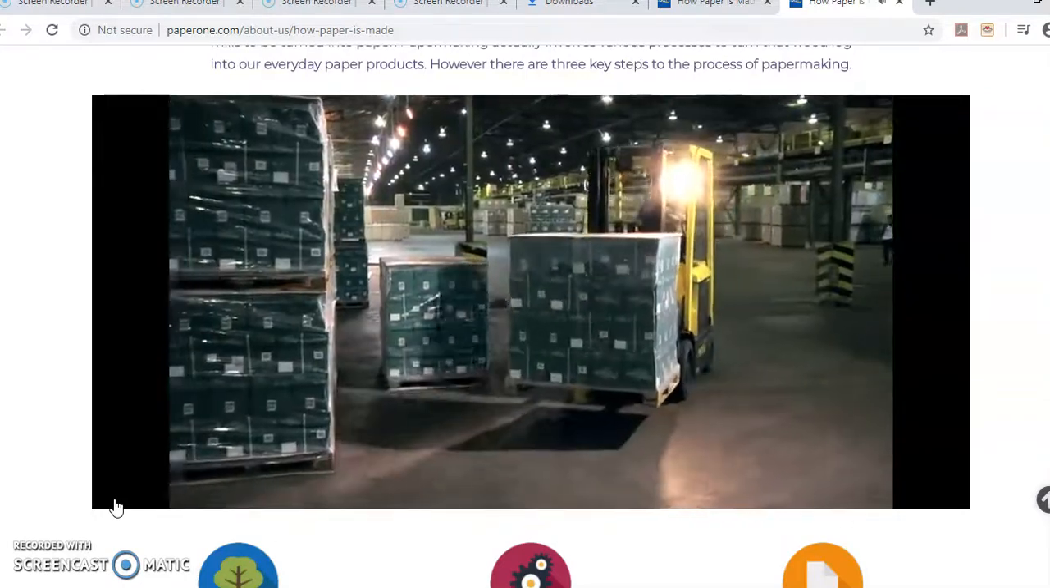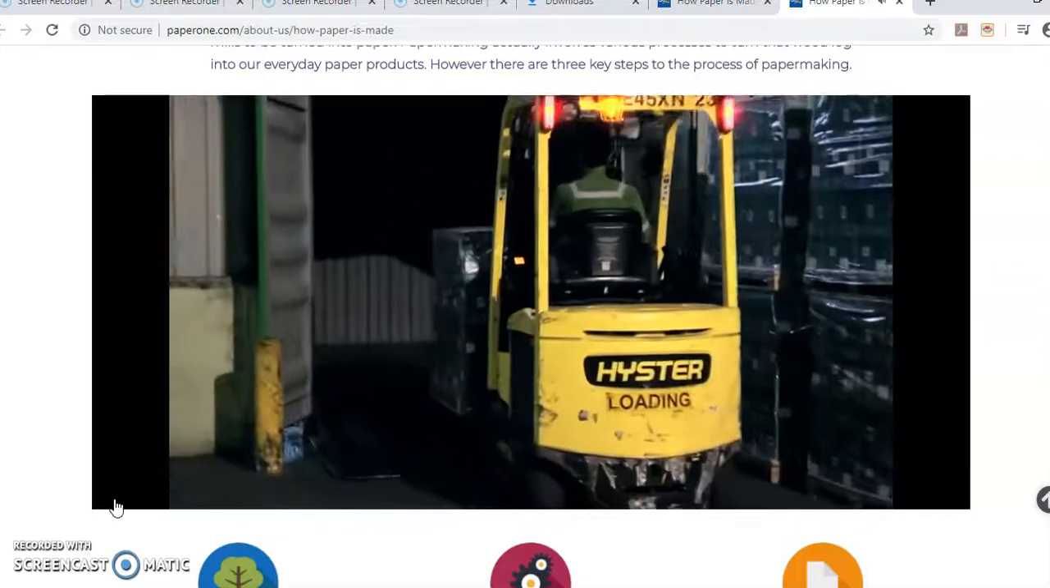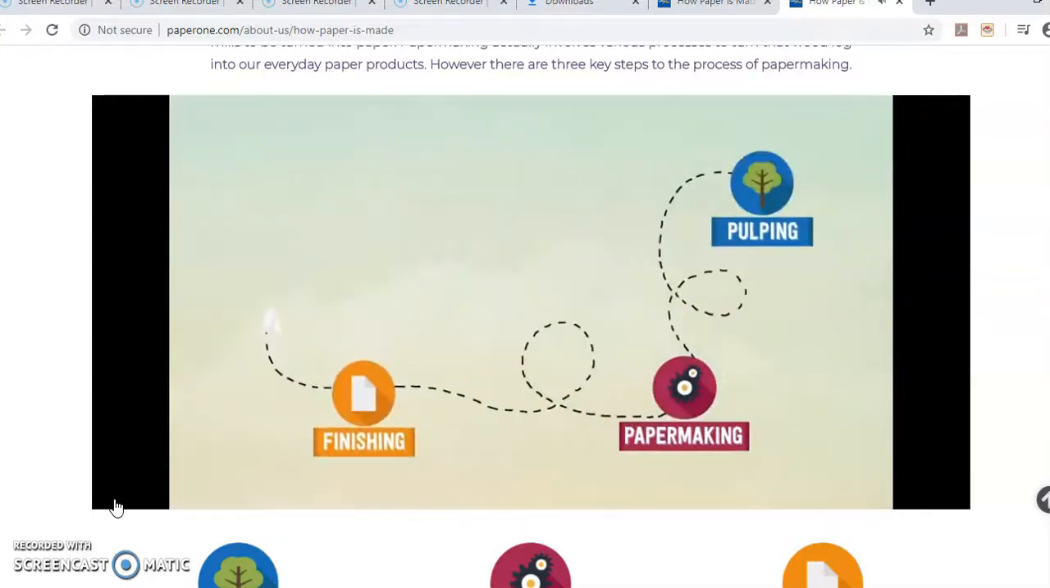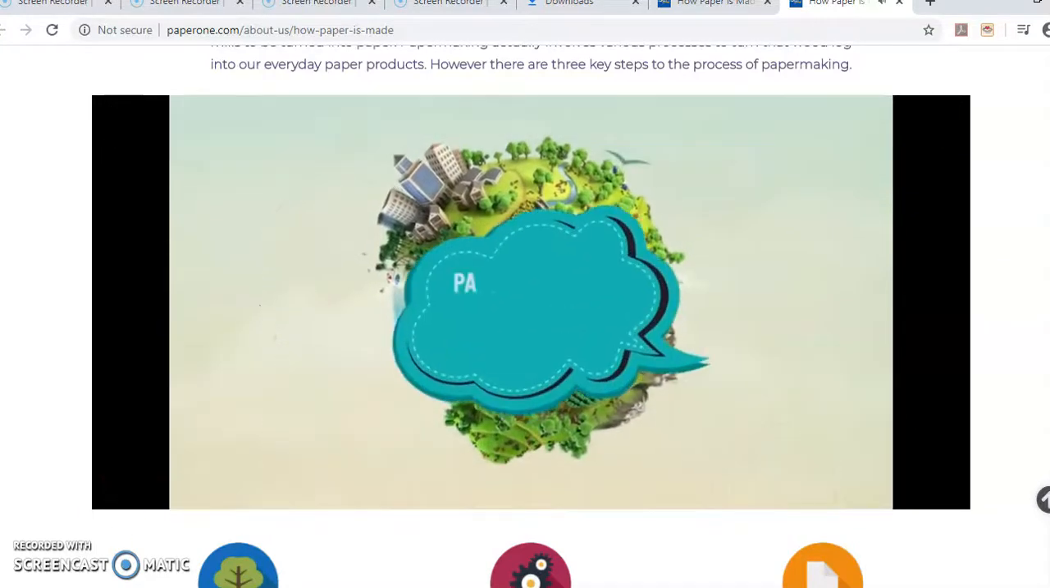Before being stacked into cartons and shipped worldwide, delivered to your doorstep, ready to be the launchpad of your next masterpiece.